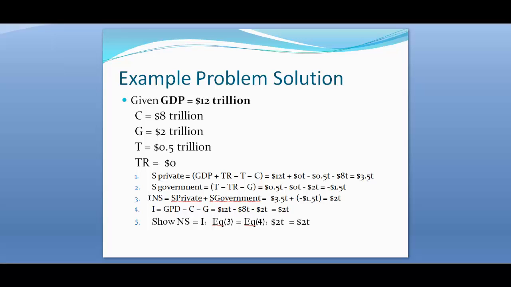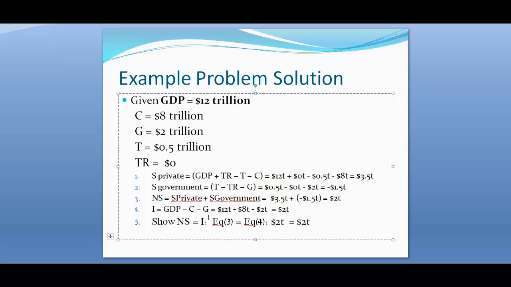S government equals T minus TR minus G. T is equal to $0.5 trillion, transfer payments are 0, and government spending is $2 trillion. So our government savings are minus $0.5 trillion. National savings is equal to private savings plus government savings. So our answer to number 1, private savings, is $3.5 trillion. And the answer to number 2, government savings, is equal to minus $0.5 trillion. Therefore, national savings is equal to the difference between 3.5 and 0.5, which is $3 trillion.